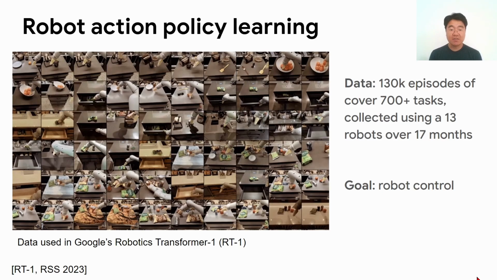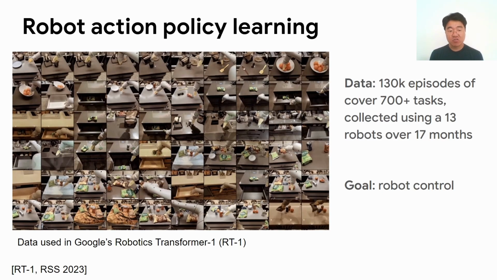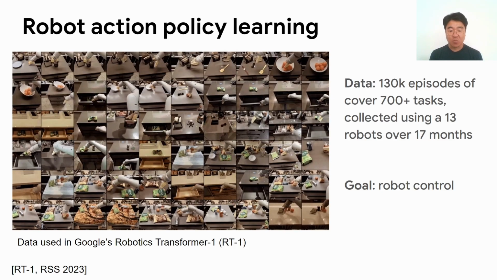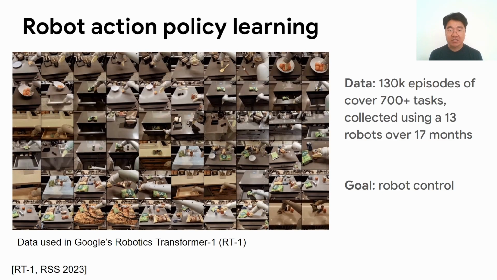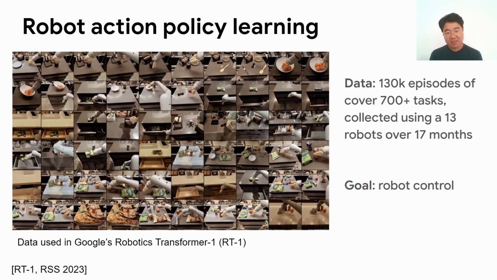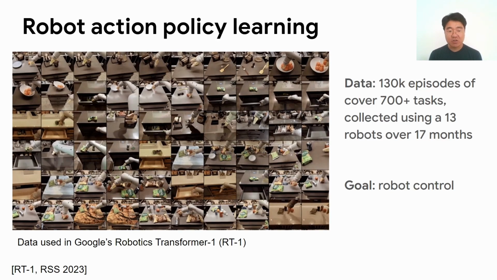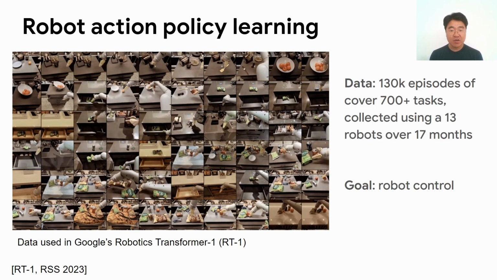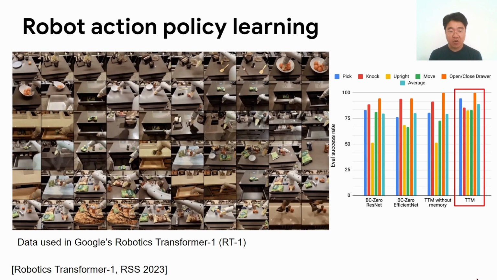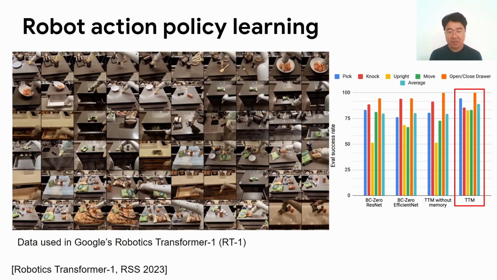We also evaluated Token Turing Machine for robot action policy learning. We took advantage of the dataset from Robotics Transformer 1, which contains 700 robotics tasks done with 13 robots over 17 months. For such a challenging robot control problem, Token Turing Machine showed superior performance compared to other transformers not taking advantage of memory.